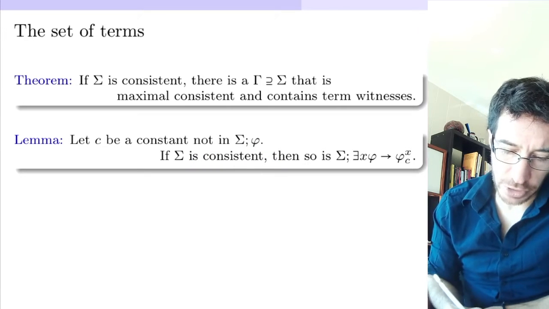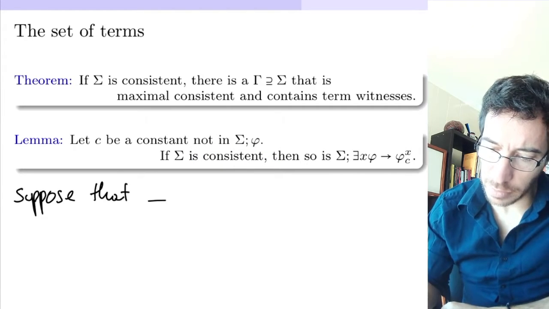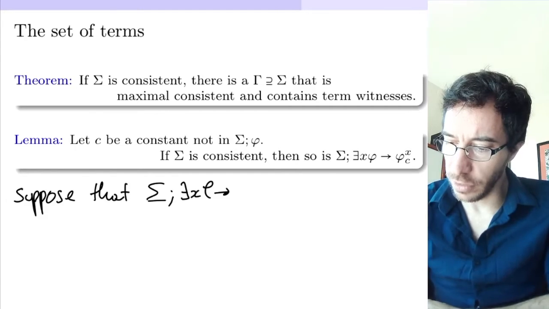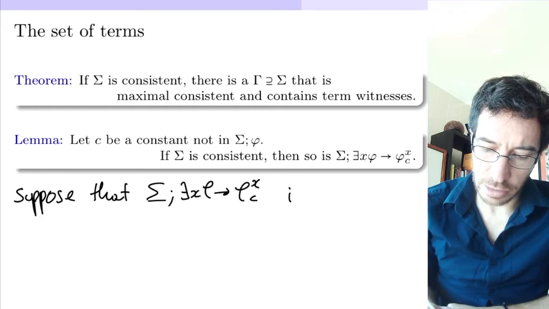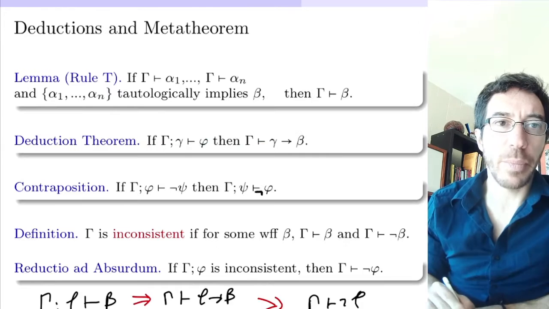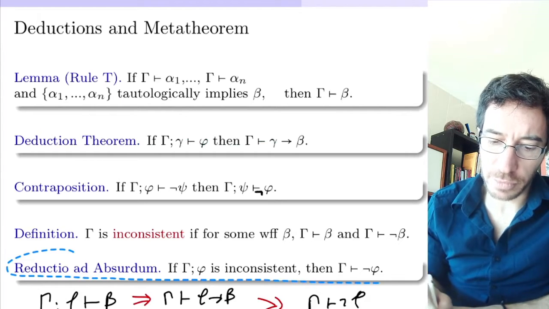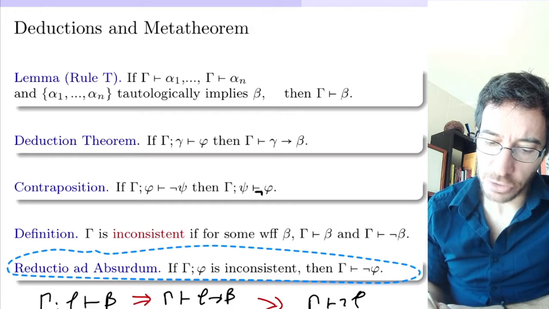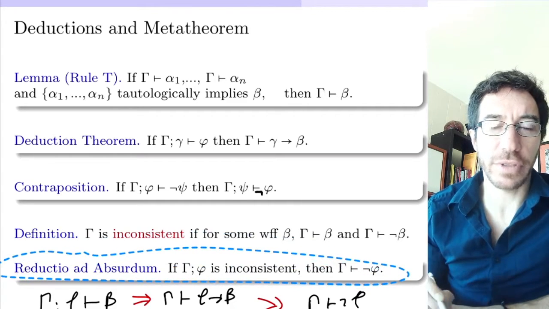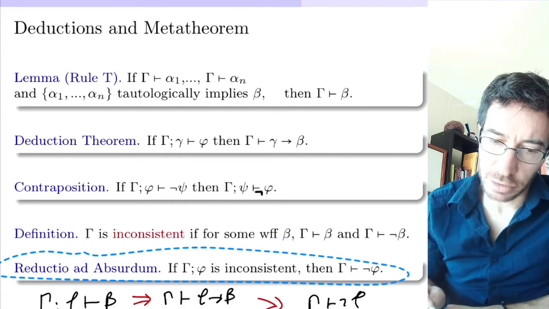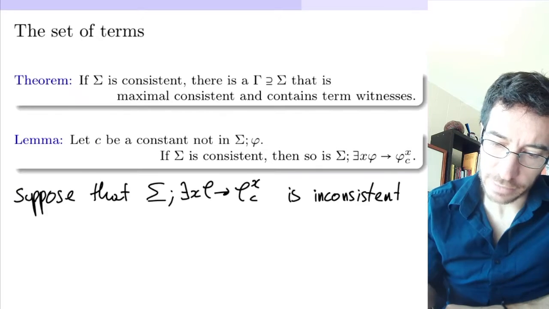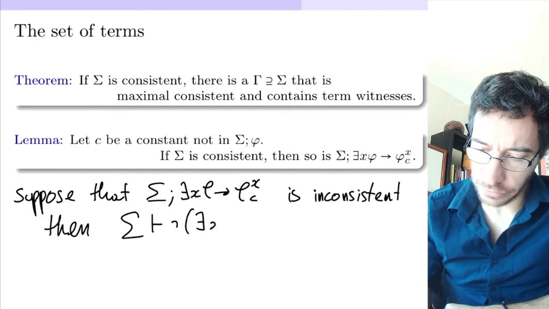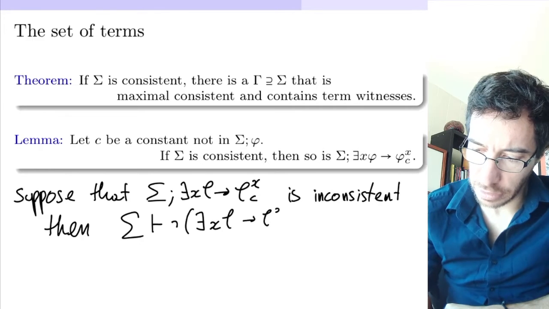The proof is by contrapositive. So suppose that sigma together with 'there exists x phi implies phi where x is replaced by c' is inconsistent. Then by our reductio ad absurdum theorem from a few weeks ago, we get that if something added to sigma is inconsistent, then sigma proves the negation of that something. So we get that sigma proves the negation of 'there exists x phi implies phi x c'.